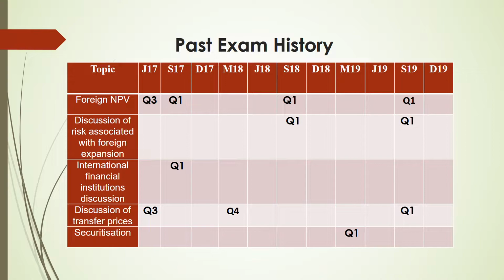So let's go to the past exam history. Earlier we calculated net present value for our domestic projects. Here we have to calculate foreign net present value. We calculate it the same way. The calculation of net present value will not change, whether it is local or international. That will remain the same. The only thing is now you have to predict exchange rates to convert the foreign currency to your home currency, so that the net present value that you are calculating is in your home currency.